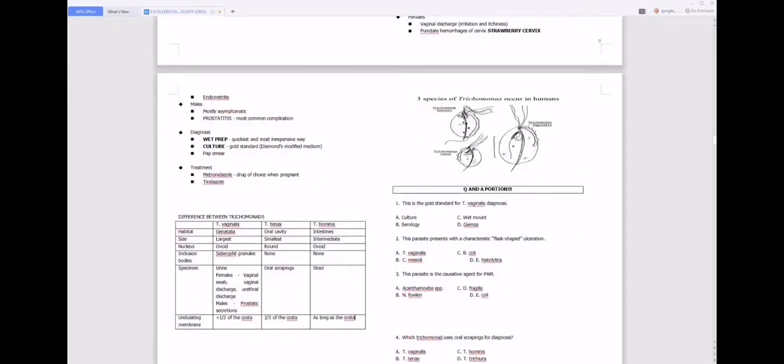So at the bottom, you can see comparisons between the trichomonads. Trichomonas tenax is the smallest, then Trichomonas vaginalis is the largest.